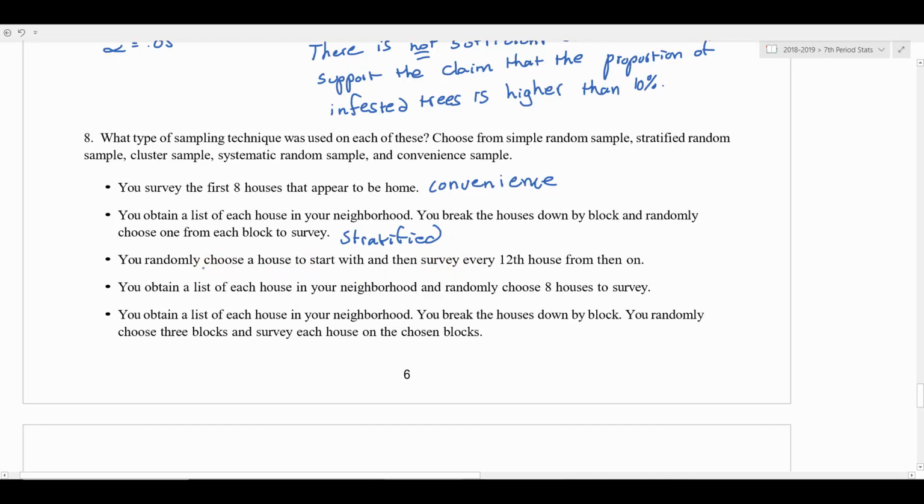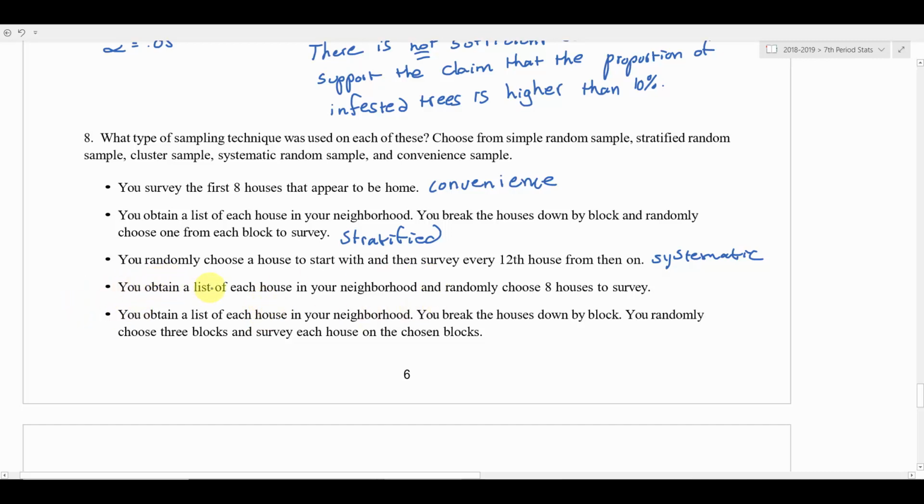Okay. Now, this next one says you randomly choose a house to start with, and then you survey every 12th house from then on. This is called a systematic sample. So systematic. All right, it's where you take every fifth, every third, every second, whatever number you happen to randomly choose. So you might roll the dice and say, if a 3 pops up, I'm going to take every third house. If a 4 pops up, I'm going to take every fourth house. So there's still a randomness to it, and it doesn't allow for you to pick the houses that you just want to pick. Okay, so let's take a look at the next one.